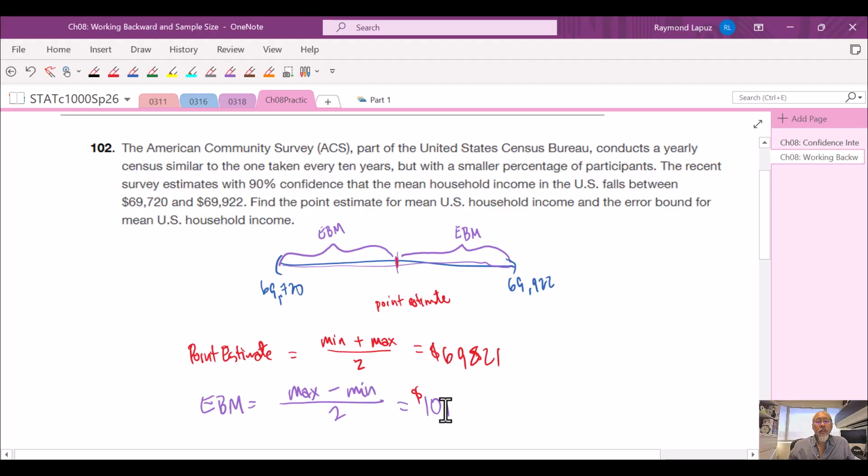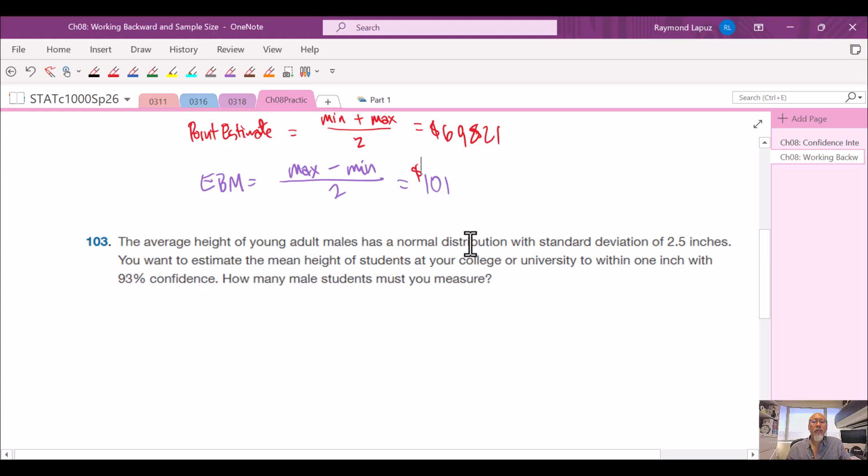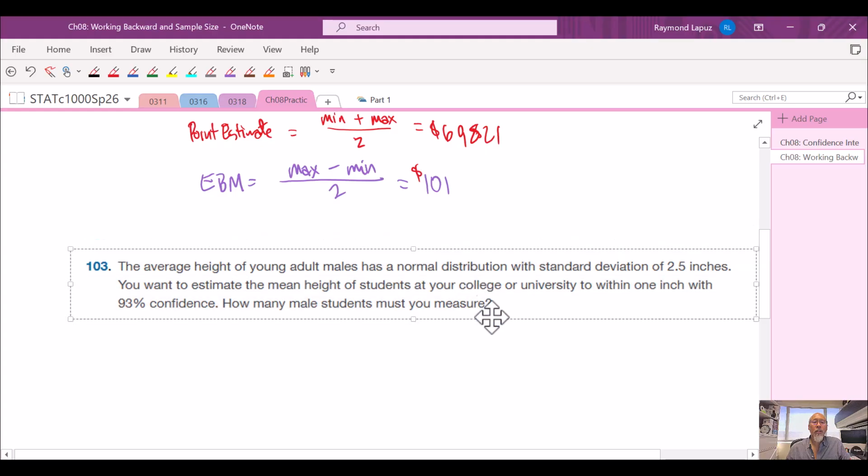And you can double check that. If you add 101 to the point estimate and subtract 101 from the point estimate, you're going to get those two endpoints. Okay, that's one part. The next part of the problem is looking for the sample size. So let's take a look at this problem.